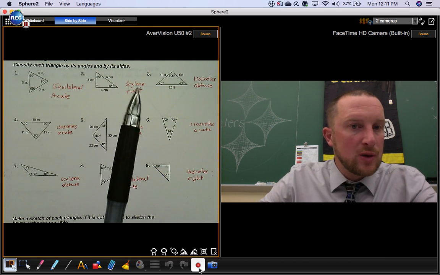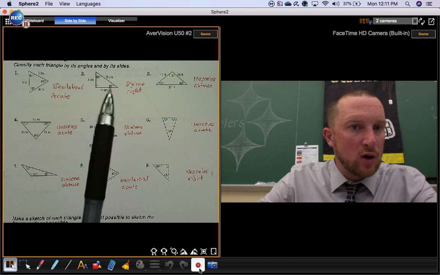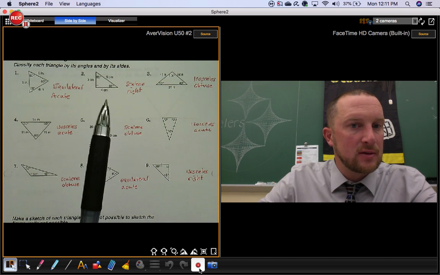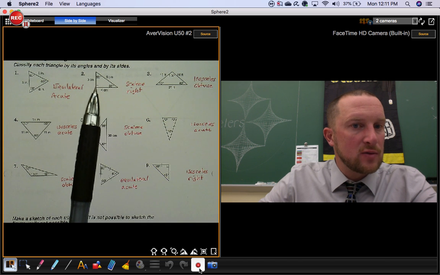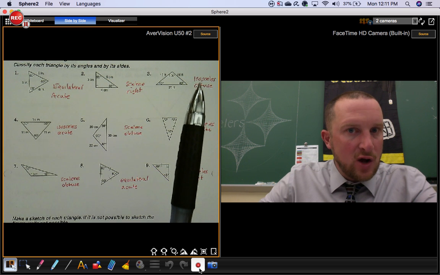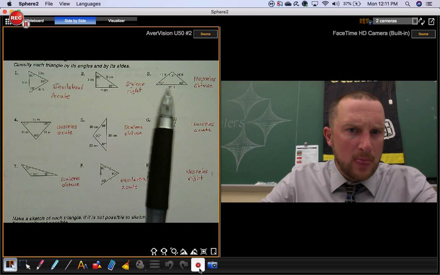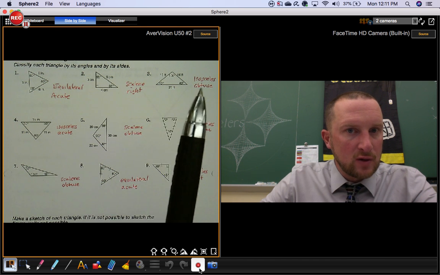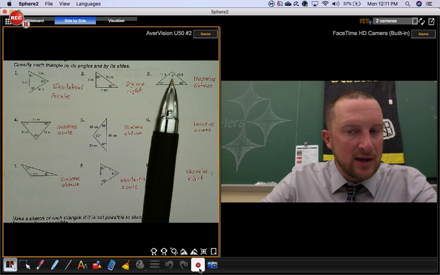In number 2, we have a scalene right triangle because all of the angles are different, so all the sides are different, so it's scalene. And it's a right triangle because of the right angle. In number 3, we're going to have an isosceles obtuse triangle. It's isosceles because 2 of the angles match, so 2 of the sides match. It's also obtuse because 1 angle is bigger than 90.